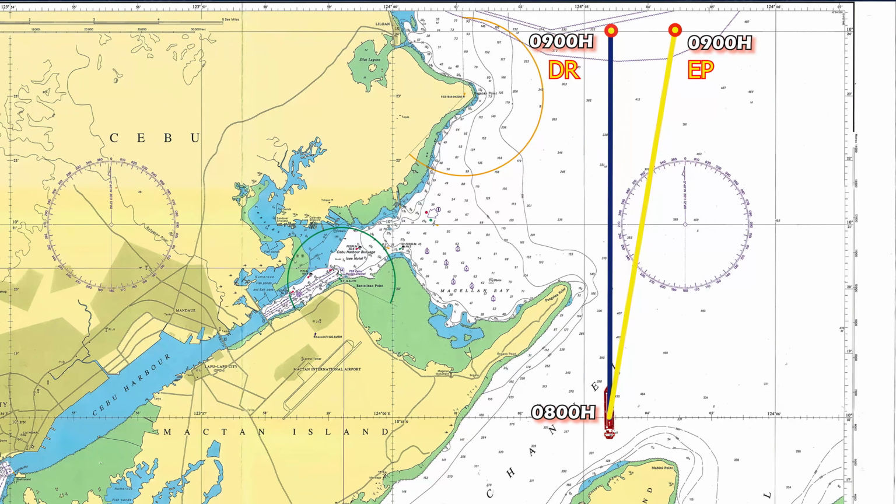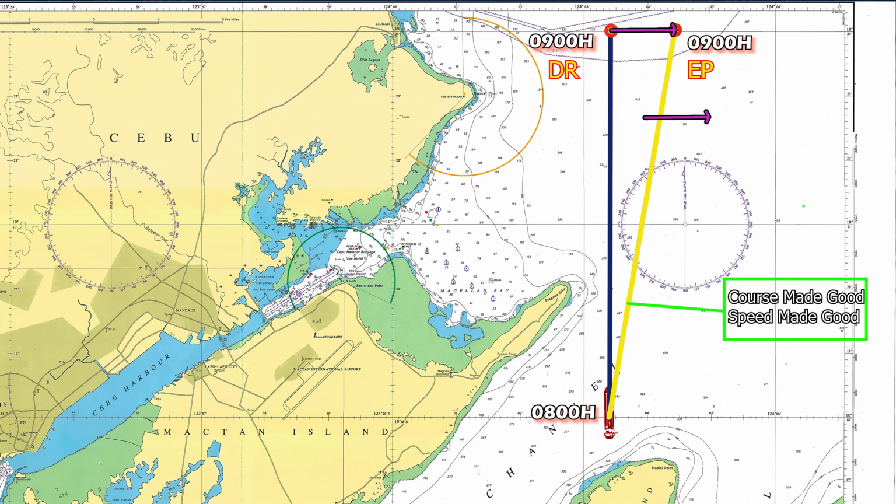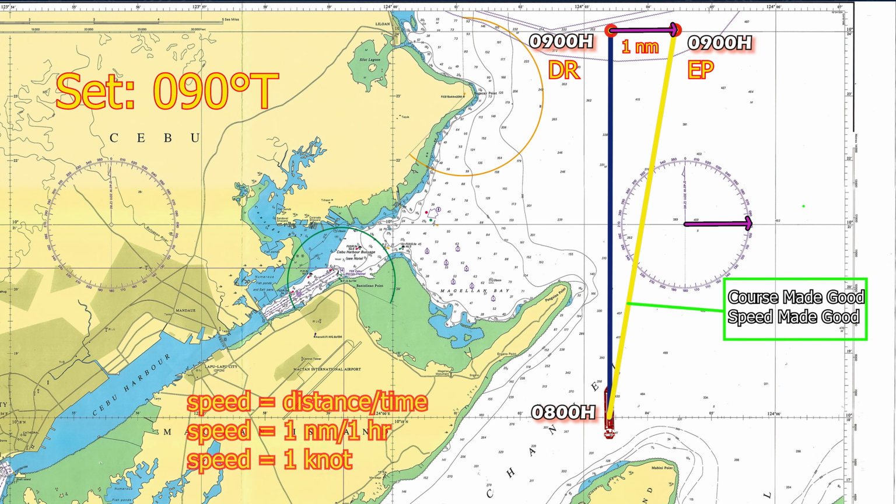The line connecting the initial position and the estimated position represents your course made good and speed made good. Connect the 2 positions with a line. Transfer this line to the compass rose. The direction of this line is your set. Measure the length of the line and convert it to speed. This gives you the drift.